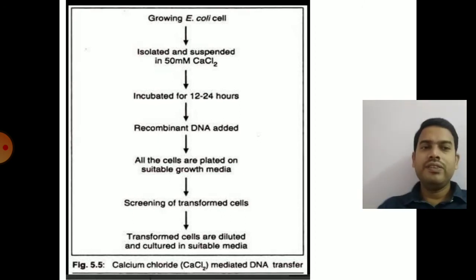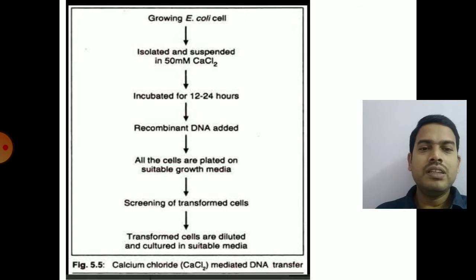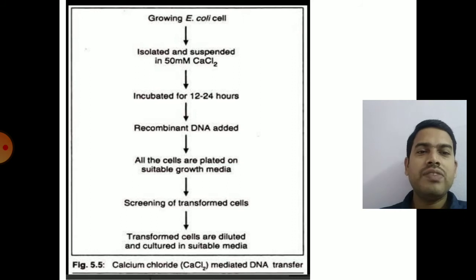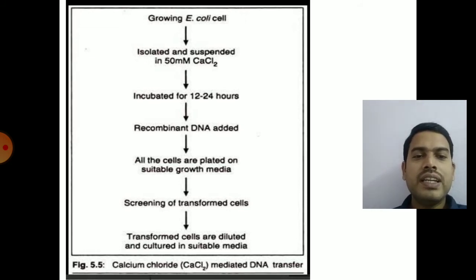So the next method of gene transfer in bacterial cells is calcium chloride mediated gene transfer. Calcium chloride is a solution which plays an important role in opening the pores on the plasma membrane. What you have to do is, the E. coli cells are isolated and suspended in 50 micromolar calcium chloride. This is allowed to incubate for 12 to 24 hours. After incubation, you add your recombinant DNA. Now all the cells are plated on a suitable growth medium and screened for the transformed cells.